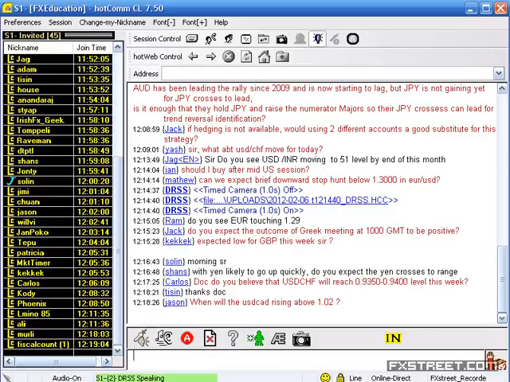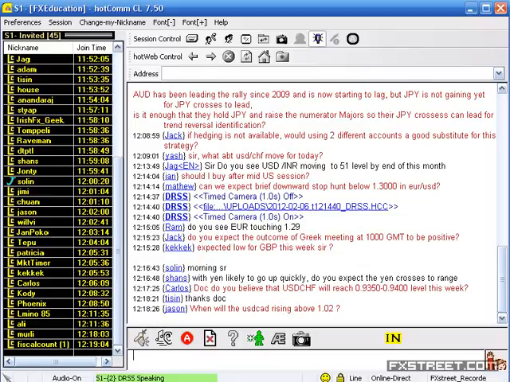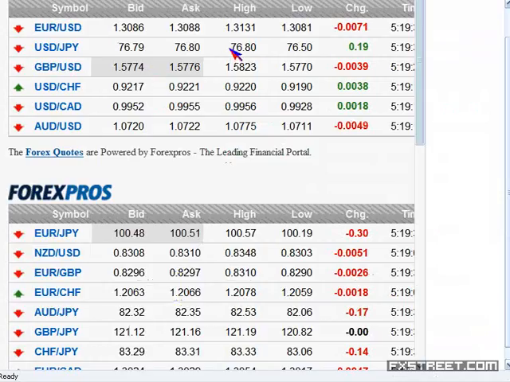Then check: if hedging is not available, would using two different accounts be a good substitute for this strategy? May not be, because sometimes you come across extended moves or extended stop-hunts and things like that. It all depends upon your usable margin. Suppose you have one account with $5,000, another account with another $5,000, and take a two lot position in each, on the buy side in one account and the sell side in another account. When they make a whipsaw move on the downside as well as the upside, both accounts will be closed.